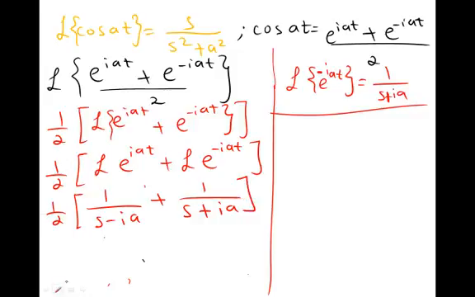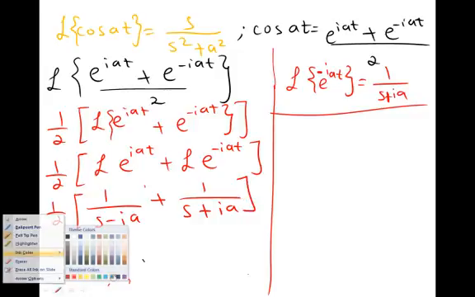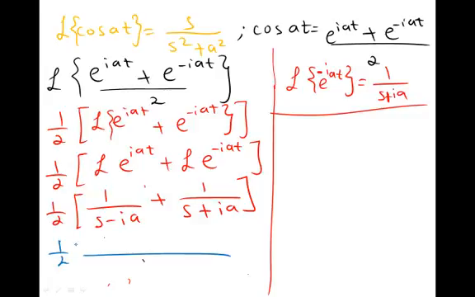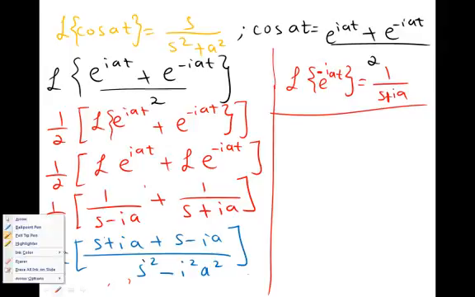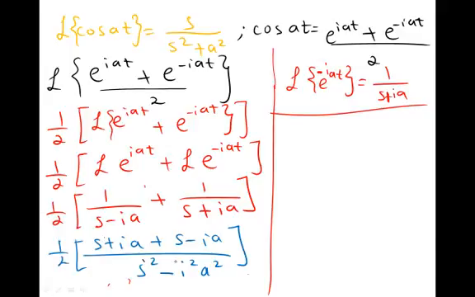Now I'm going to go for the least common denominator, which is s squared minus i squared a squared, and here s plus ia plus s minus ia. And please here don't forget that i squared means negative 1, so this negative is going to be changed to plus, because i squared equals negative 1. So it will be s squared, minus with minus going to give me plus a squared.